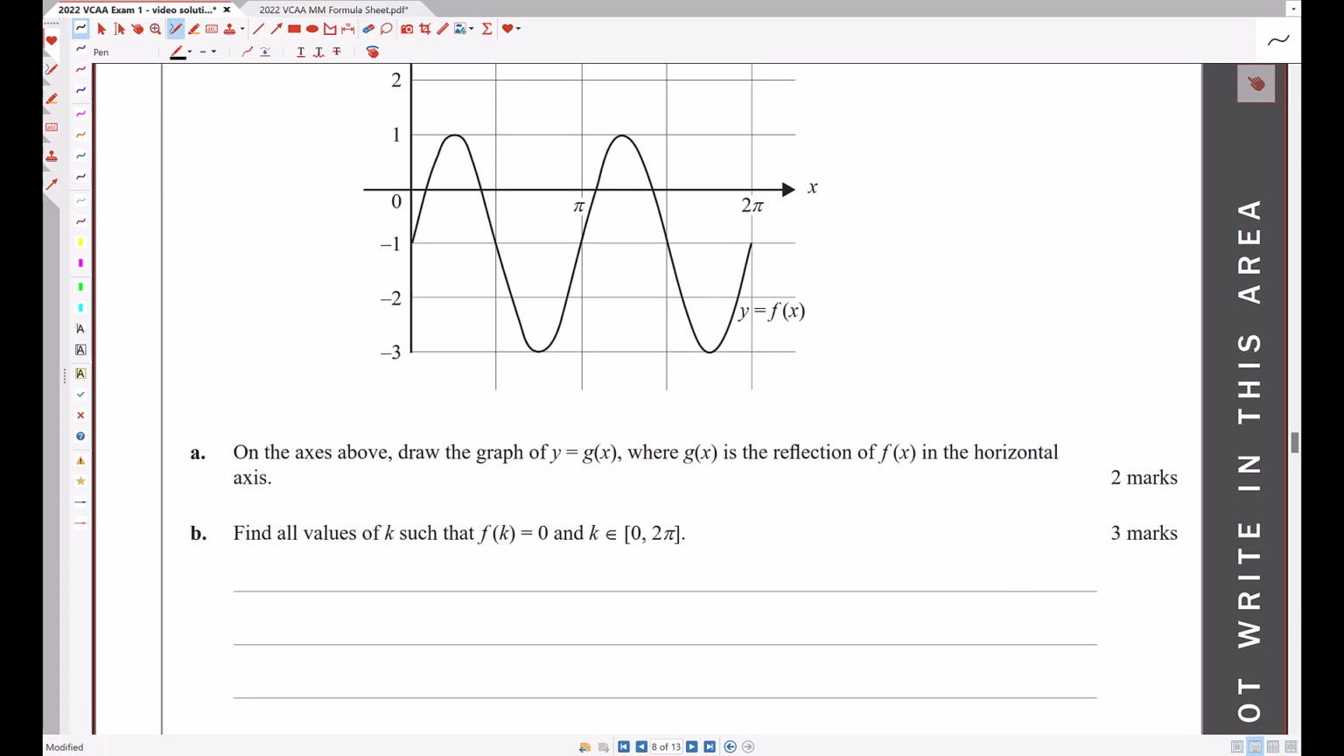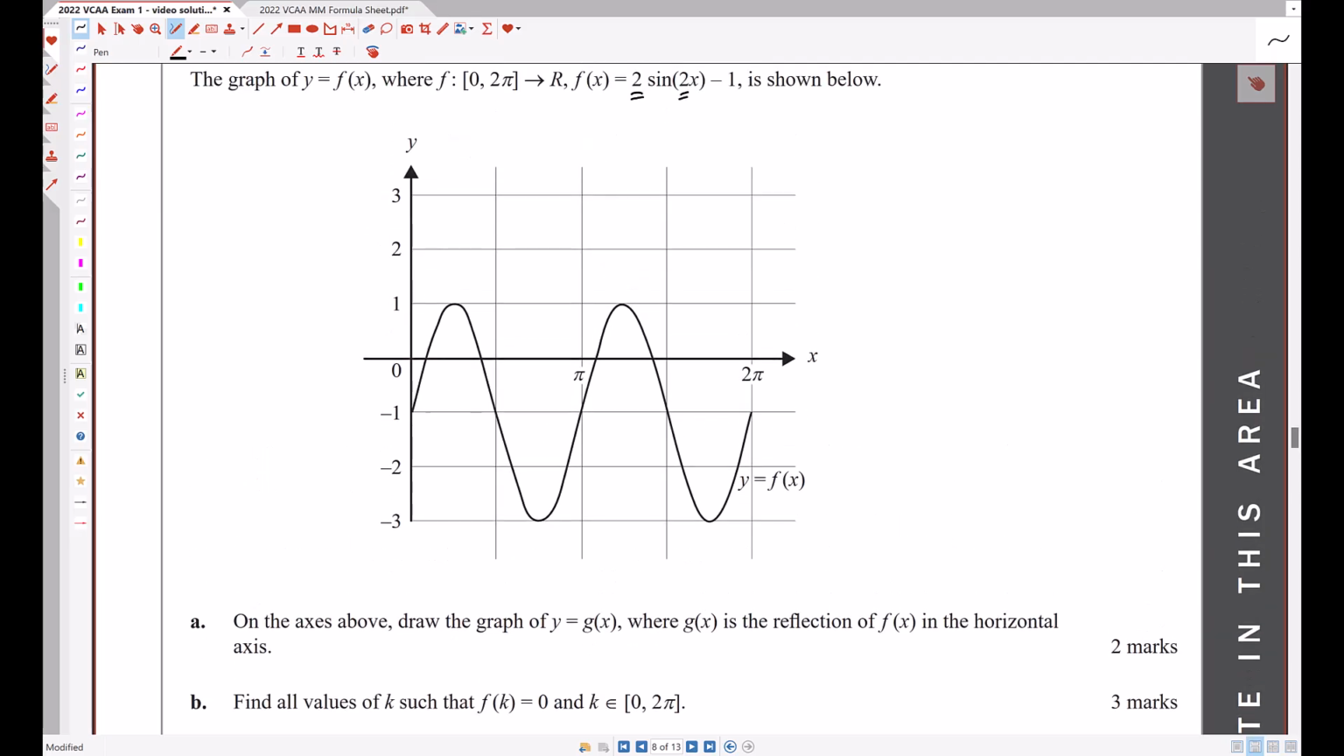On the axes above, draw the graph of y equals g of x, where g of x is the reflection of f of x in the horizontal axis. Okay, so we just need to reflect it. So this point at 0, negative 1 goes to 0, positive 1. This turning point that looks like it's at pi on 4, 1 is now at pi on 4, negative 1. The x-intercepts won't change.